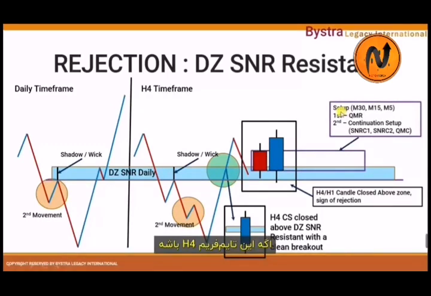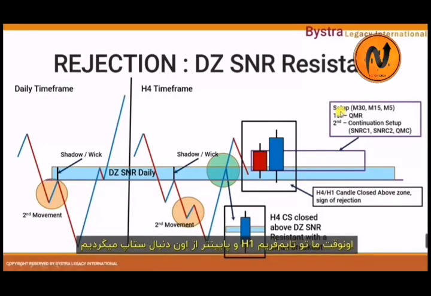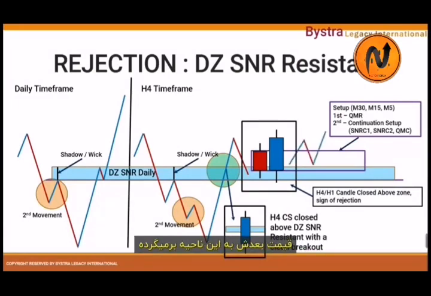So we go to the smaller time frame to look for setup. If this is the H4 time frame, then we will look for the setup from the H1 time frame and below. If this is the H1 confirmation of rejection outside of the zone, then we look for the setup at the M30 time frame and below. So price will then come back to this area and continue on the uptrend.